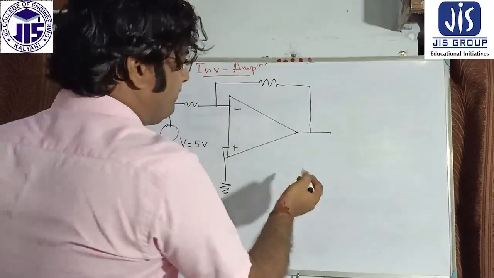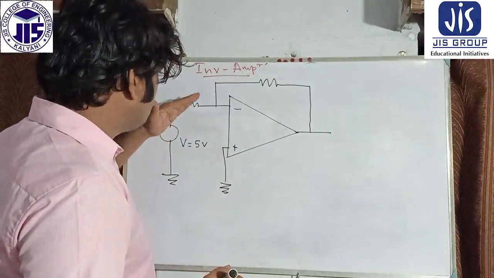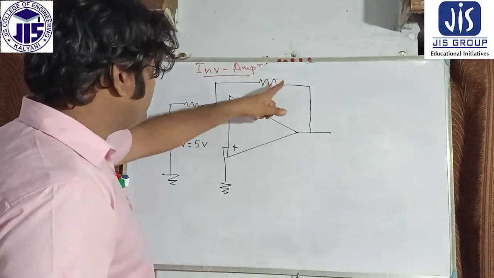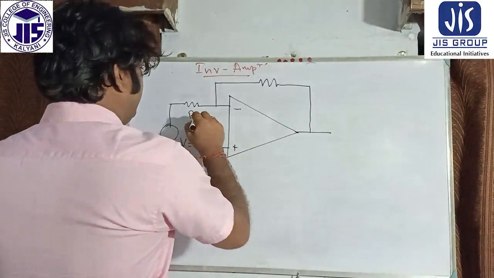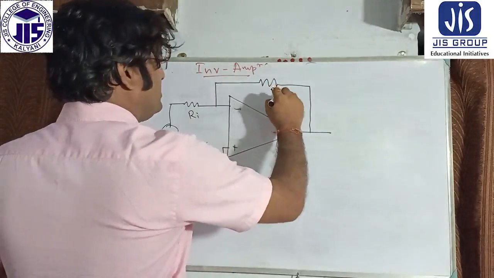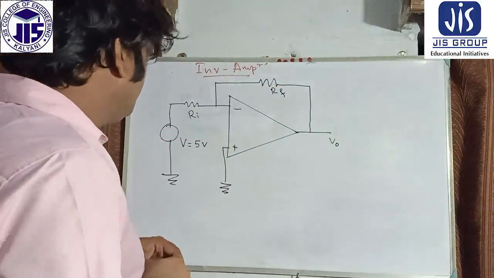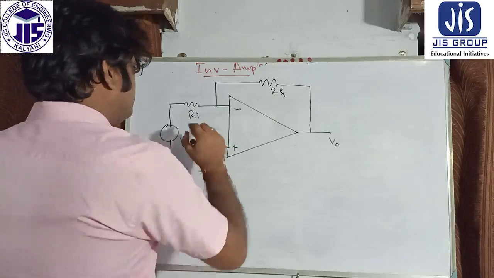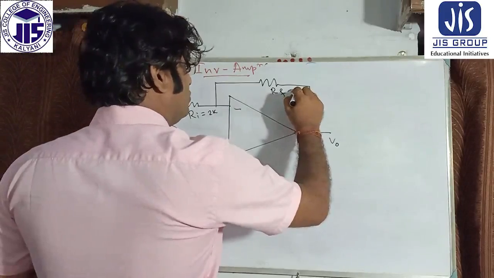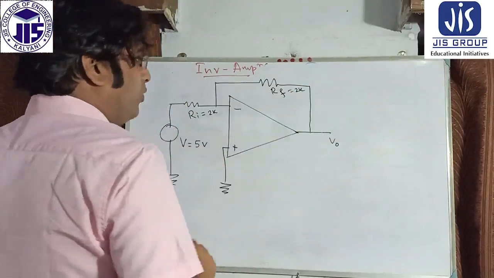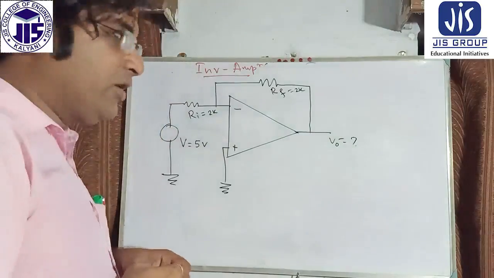Suppose this is the inverting amplifier. Why? Because you see there is a signal introduced in the inverting terminal and there is a closed loop feedback. So for that reason it is the inverting amplifier. This is Ri, this is Rf, and this is V0. Now if it is 2K and it is 2K, then what will be the output value? Now this is my question.